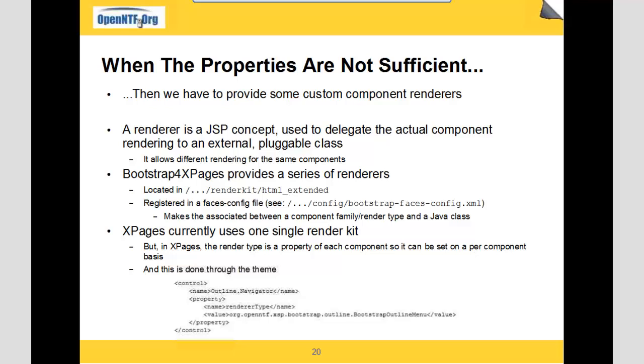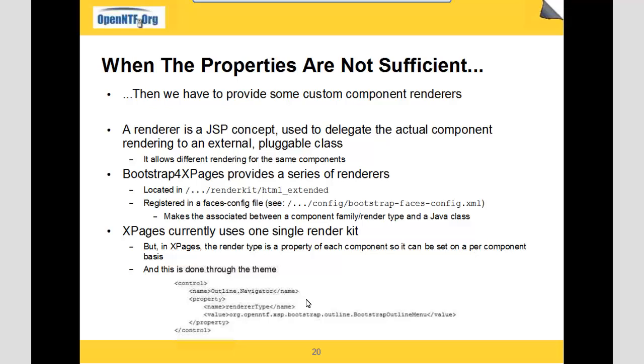In JSF, if you want to contribute a different renderer to a component, you have to actually create your own RenderKit. And it's a bit painful. I mean, there's quite a lot of work to do to create a custom RenderKit. But in XPages, what we did is that we exposed a property called RenderType. And this property called RenderType just assigns a renderer to a component.